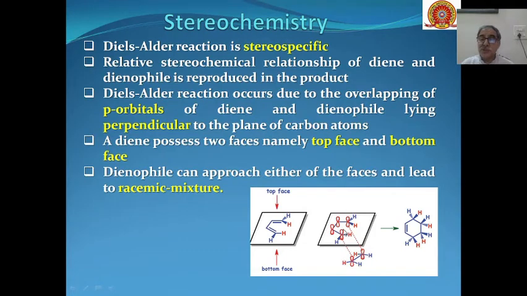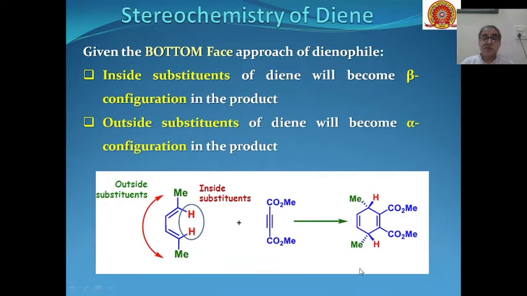So these interactions I have already shown you: in the transition state, the highest occupied molecular orbital of the diene will interact with the lowest unoccupied molecular orbital of the dienophile to give you the product. Now, suppose that the dienophile approaches from the bottom face of the diene. Then how will the stereochemistry of the diene be determined?